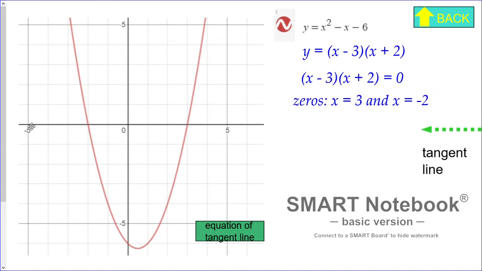They can be found here on the x-axis, okay, right here. As you can see, this is -2. The graph crosses the x-axis at -2, and it crosses the x-axis at +3. That's what the factorized form gives us, okay?